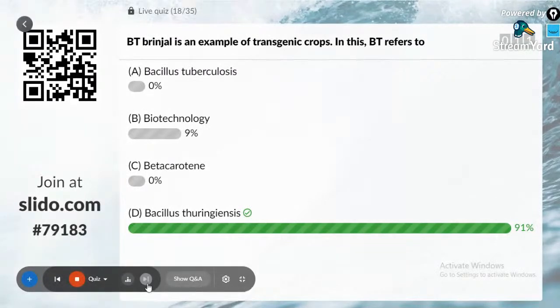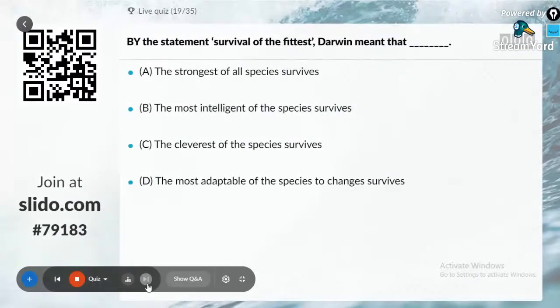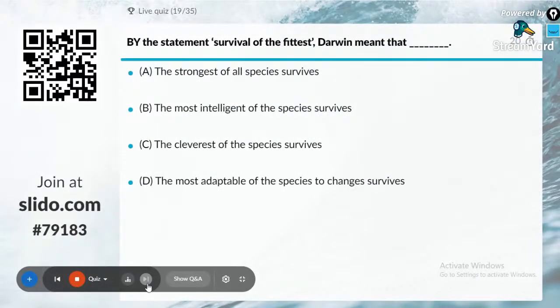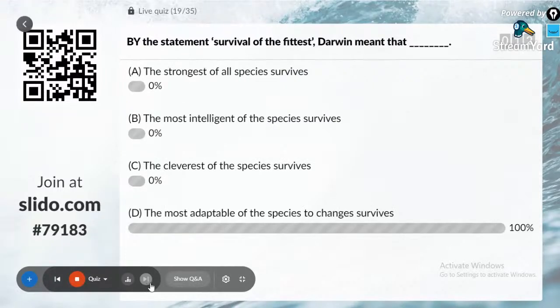Next question on the screen. By the statement survival of the fittest, Darwin meant that the strongest of all species survives, the most intelligent of the species survives, the cleverest of the species survives, the most adaptable of the species to changes survives. I need the correct answer. I hope you might not have seen this type of question anywhere, because it's Biopoint special mock test. Very good, guys. Absolutely going good.